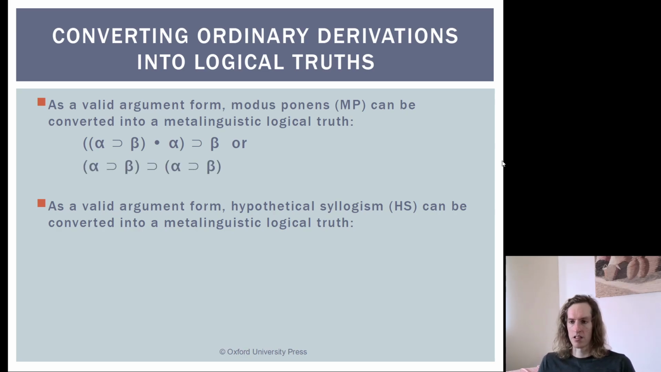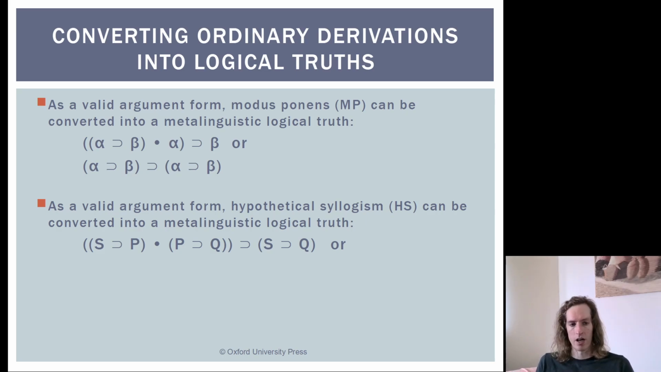But we can also express it this way. If it's true that if alpha then beta, then if alpha then beta. Now this looks a little bit more straightforward and obvious, maybe, but the relation between this second way of showing this and modus ponens is a little bit less clear. It's a little bit more opaque. But both of these are ways of expressing the modus ponens relation as a logical truth.